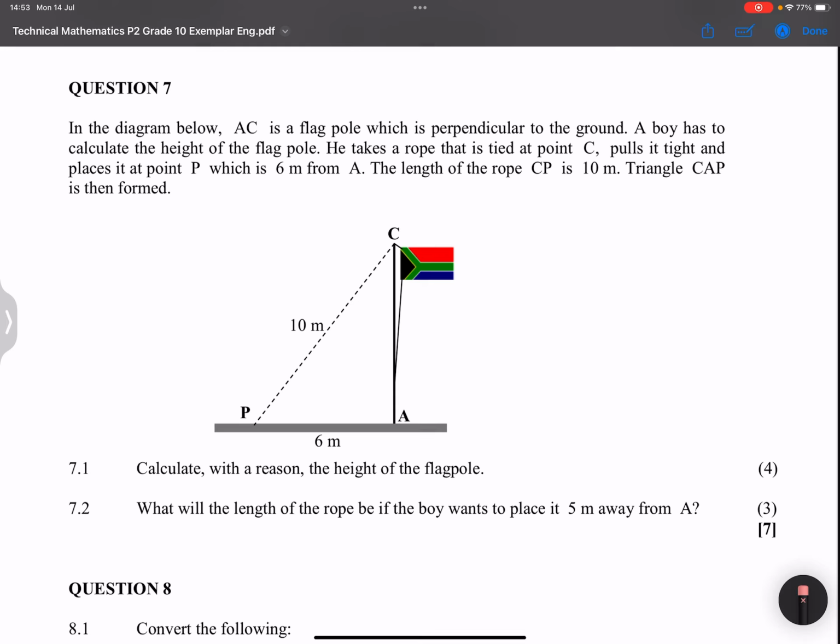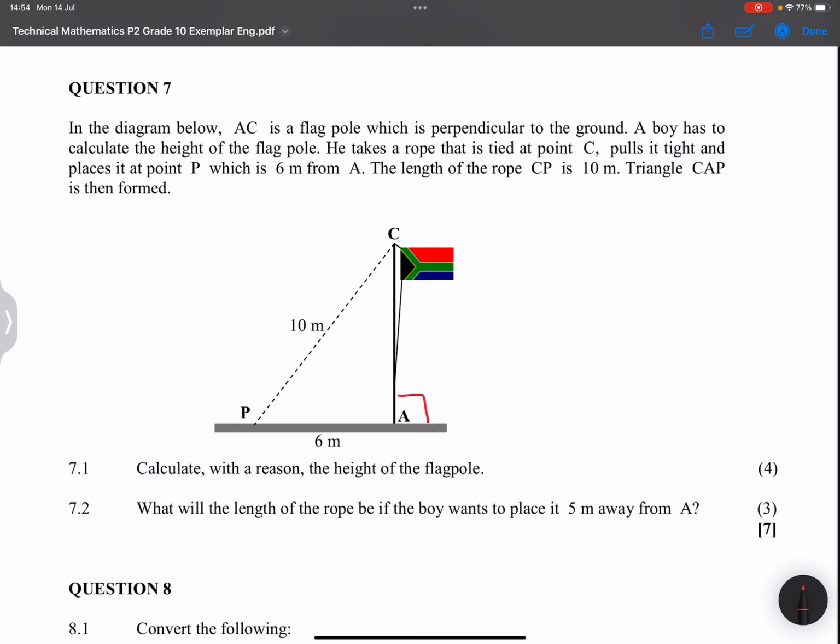They say in the diagram below we've got AC, which is a pole with our South African flag. AC is a flag pole, which is perpendicular to the ground. So we know that this is going to make an angle of 90 degrees over there. They say a boy has to calculate the height of the flagpole.